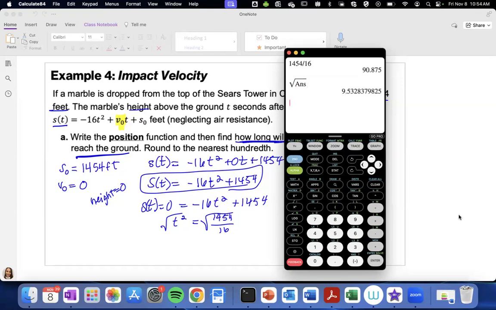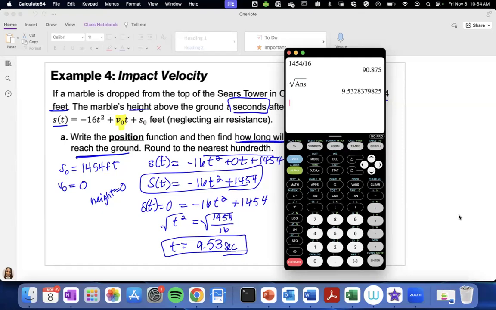Let's round to the nearest hundredth here. So 9.53 what? What are my units for t? Seconds, right? I'm only solving for t. So I would say it's going to hit the ground at 9.53 seconds.